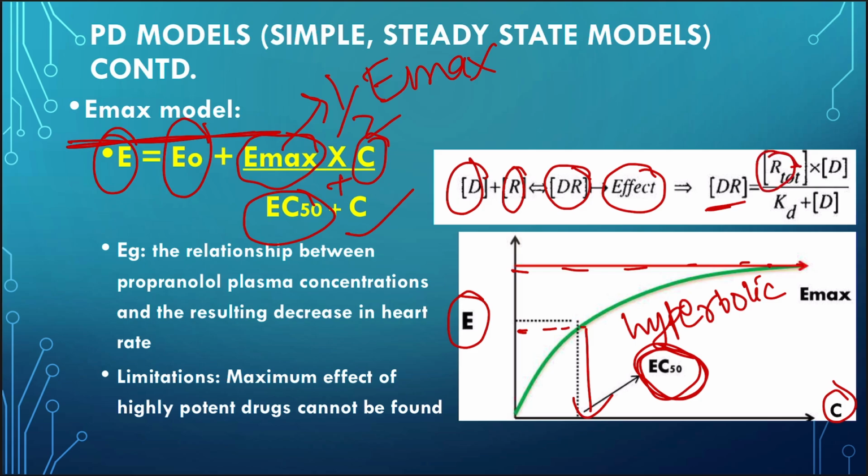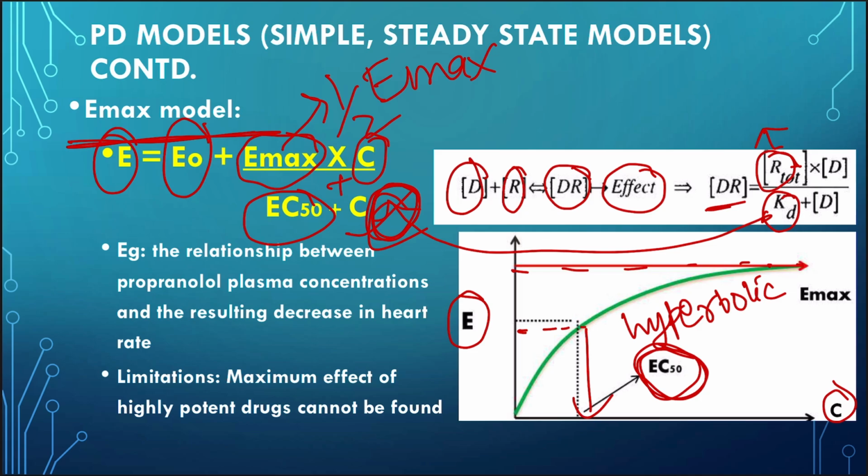R total is actually referring to the number of binding sites in the particular receptor, and KD is basically the concentration at which half of the effect is seen when we are comparing this with the particular equations here. So this is about the drug receptor theory, which is very much similar to the Emax model.